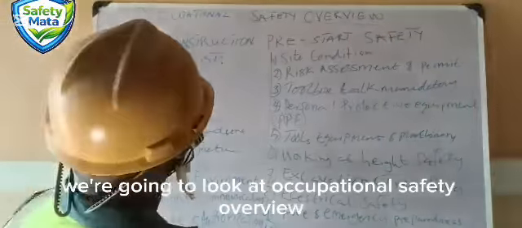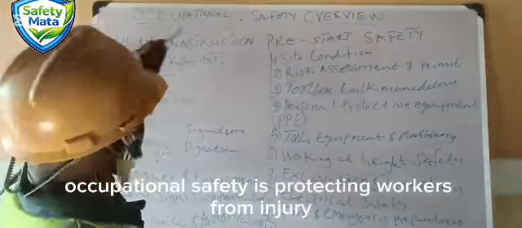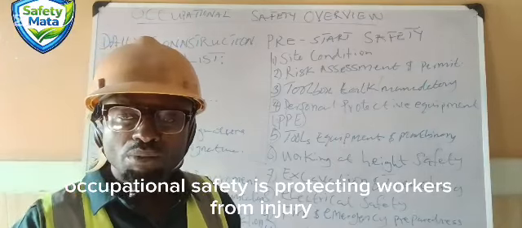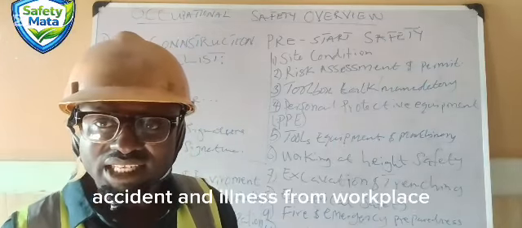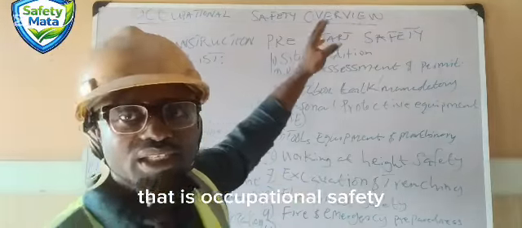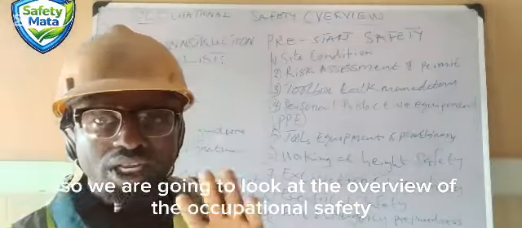We're going to look at occupational safety overview. Occupational safety is protecting workers from injury, accident, and illness from the workplace. That is occupational safety. So we are going to look at the overview of occupational safety.